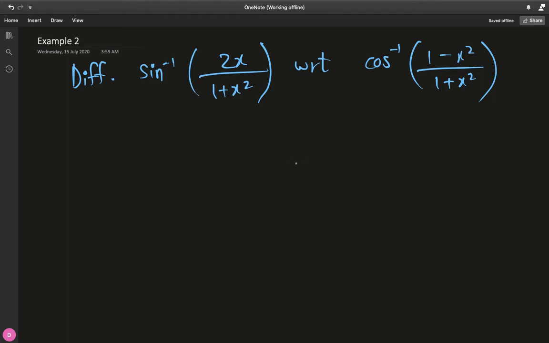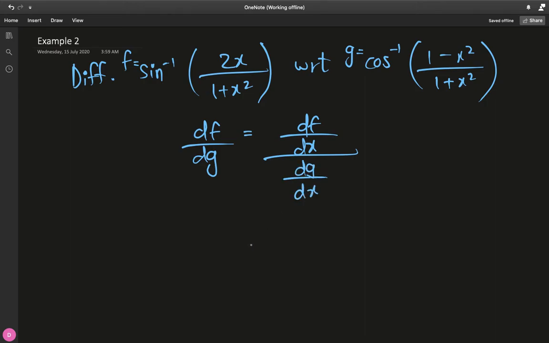And just for our convenience of writing, call the first function f and call the second function g. So what they're telling us to find is basically df over dg. And since again the independent variable is x, we can use the same treatment of parameterized functions that we did previously to write this in this way. For that we need the derivative of f with respect to x and the derivative of g with respect to x.